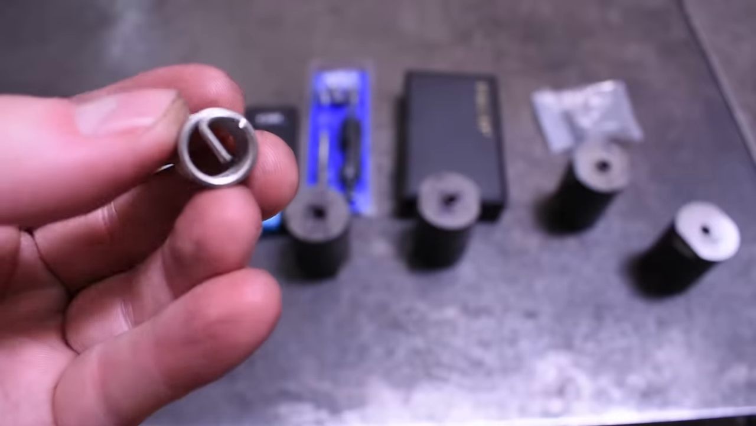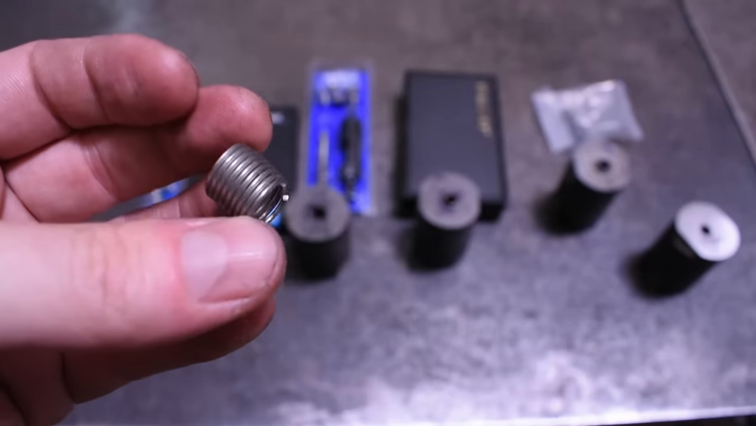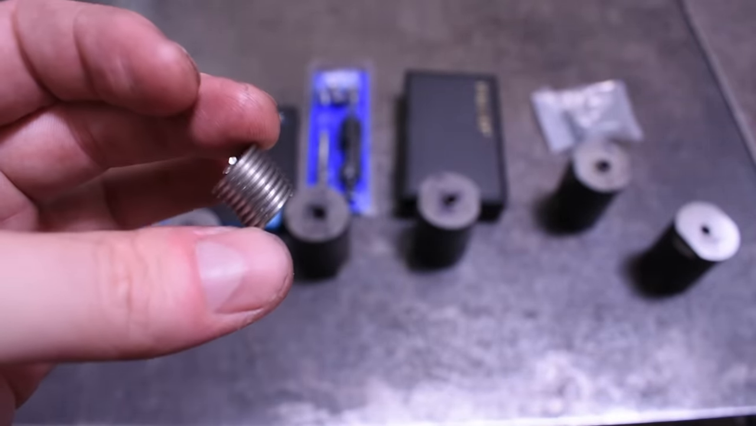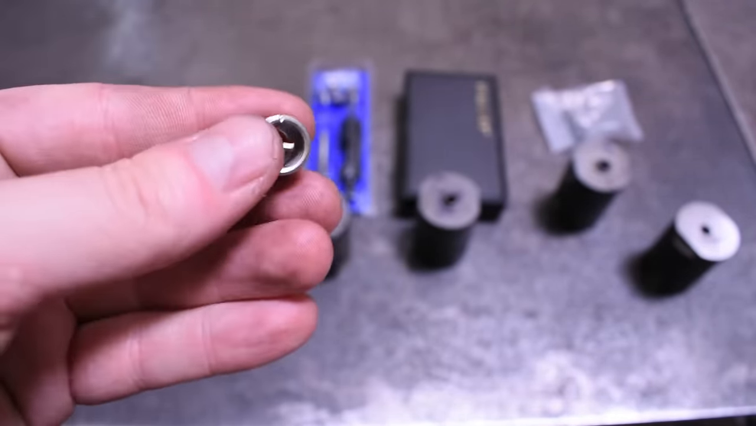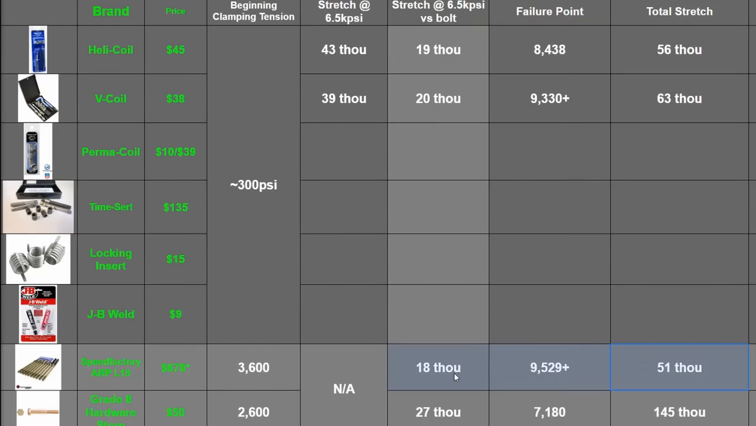These sort of inserts advertise being as strong or stronger than the original threads, but just looking at them, that always seems a bit of a stretch to me. In this case, up to L19 head stud levels of bolt tension, which is probably as serious as it gets for any given thread size. That's top stuff. Perma-Coil next before we head over to some other types of inserts.